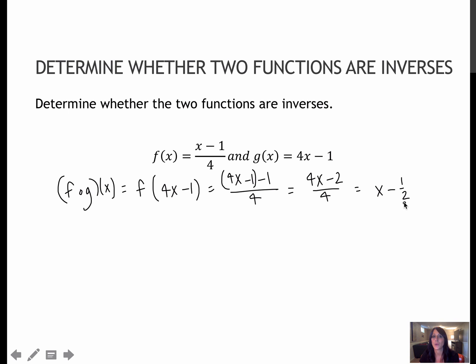But remember, if I don't get x, then I know that I did something wrong. So no, these are not inverses. I'm not even going to waste time doing g of f of x because it doesn't matter, because they both have to be true.